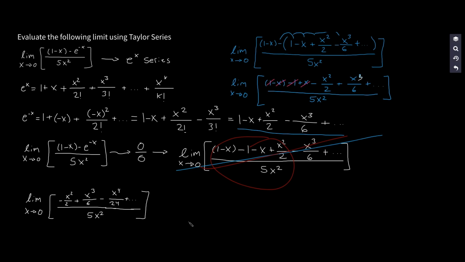So let's just run with it and let's try to evaluate this. To evaluate this, we need to divide each term in the numerator by what's in the denominator. So we have the limit as x approaches 0.